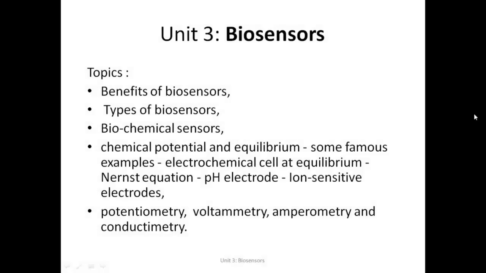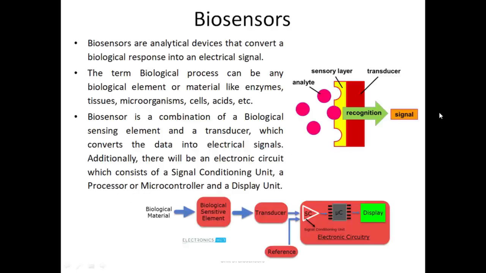So we start with the third unit of the syllabus, that is biosensors. In this, we are going to study what is a biosensor, what are the benefits of biosensors, types of biosensors. Then we'll talk of biochemical sensors. We'll be talking of chemical potential and equilibrium. Some examples we'll be talking of pH electrode, ion sensitive electrode, etc. All these things we are going to talk about in this particular unit.